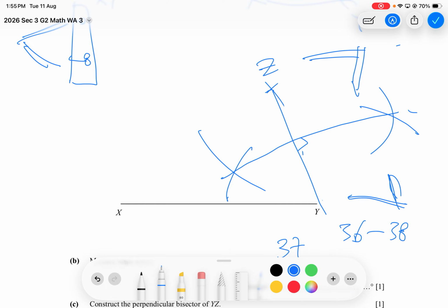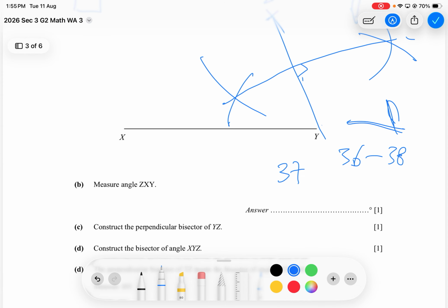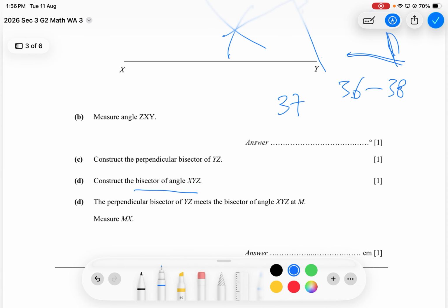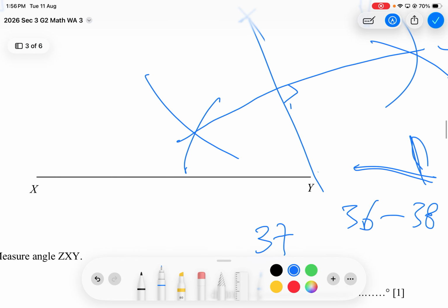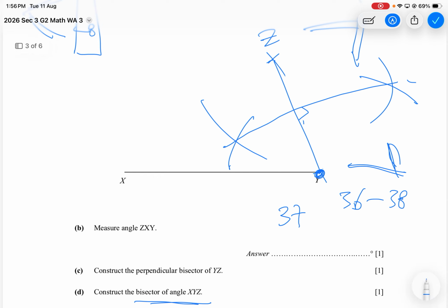Okay, perpendicular bisector. Only one way to construct. We practice so many times in class. Then, angle bisector. The angle that they want you to bisect is XYZ, this angle. They want you to split this angle. There is only one special point. My special point is here. So I'm going to put my compass at the special point.